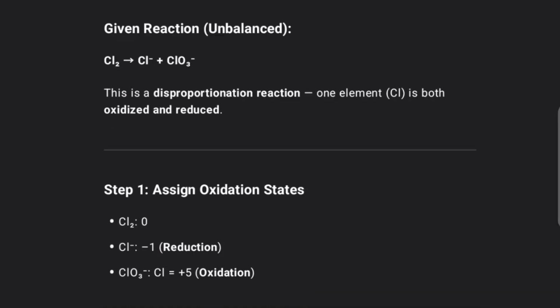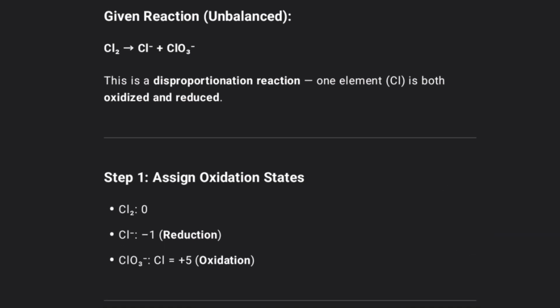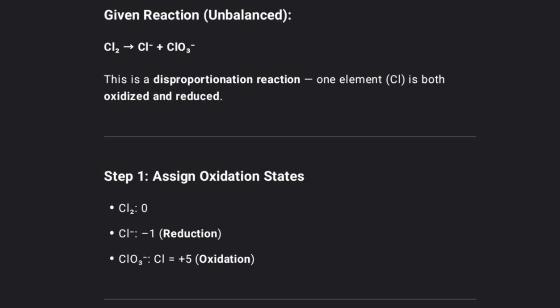Step by step using your method, focusing on oxidation state change, and treating the given reaction as unbalanced: Cl2 gives Cl⁻ plus ClO3⁻. This is a disproportionation reaction. One element, Cl, is both oxidized and reduced. Step 1, assign oxidation states. Cl2 is 0, Cl⁻ is -1, reduction. In ClO3⁻, Cl equals +5, oxidation.